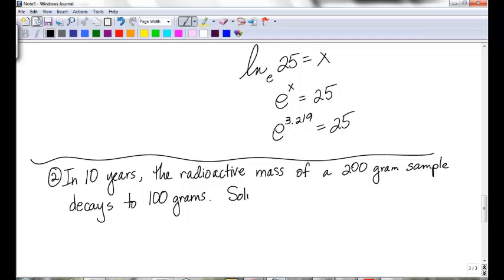Solve for K, that decay constant. If it's going from 200 grams to 100 grams, that's its half-life. It went down, it cut it in half. Okay, so in chemistry, you've probably already talked about half-life of radioactive elements.